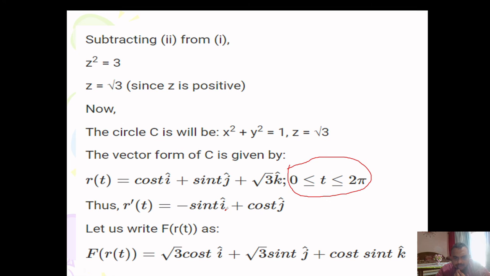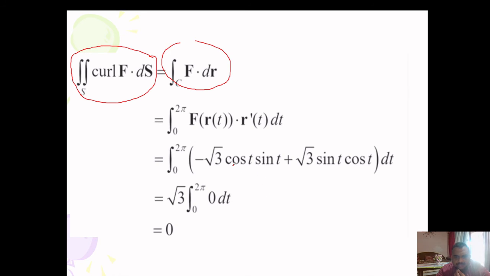But if I take the dot product of f and r dash, only the i component and j component are there. The k component is not there, so there is no k term. If I take the dot product, I have only two terms. If I integrate, it will again be sin and cos. If I put the limit 0, this will become 0. If I put the limit 2 pi, that will become 0, because sine of 0 is 0, sine of 2 pi is 0, and cos of 0 is 1, and cos of 2 pi is 1.